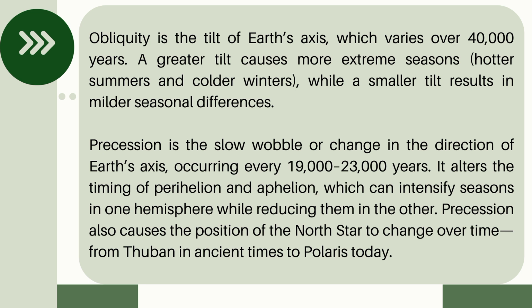Precession also causes the position of the North Star to change over time from Thuban in ancient times to Polaris today. When we say precession, we are more likely talking about the slow wobble of Earth's axis. It's like when you spin a top and it slowly moves from side to side. This wobble changes the timing of when Earth is closest or farthest from the sun. Because of this, one side of the Earth can have stronger seasons while the other has milder seasons.